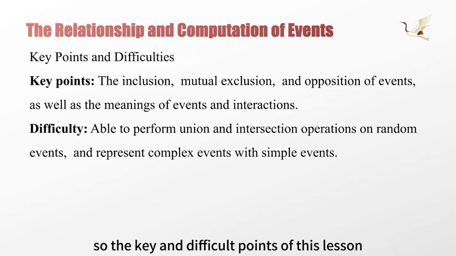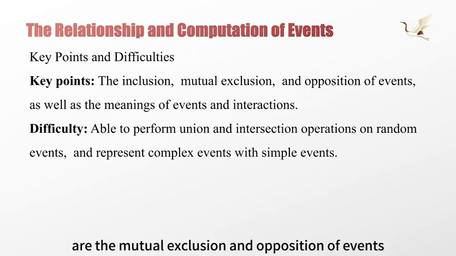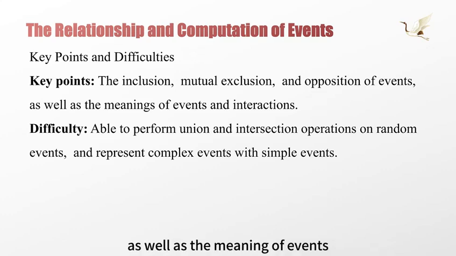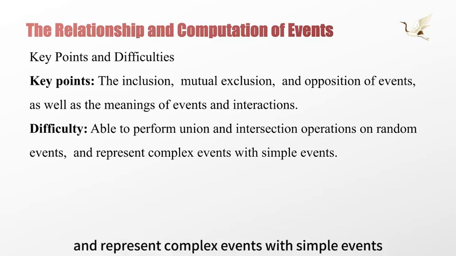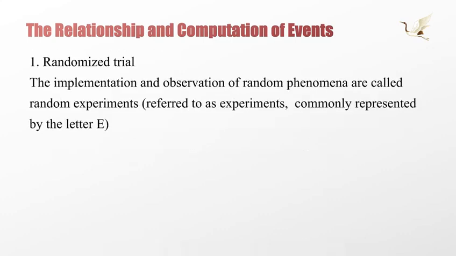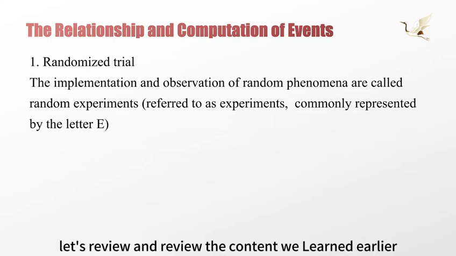The key and difficult points of this lesson are the mutual exclusion and opposition of events, as well as the meaning of events. The difficulty lies in being able to perform intersection operations on random events and represent complex events with simple events. First, let's review the content we learned earlier.